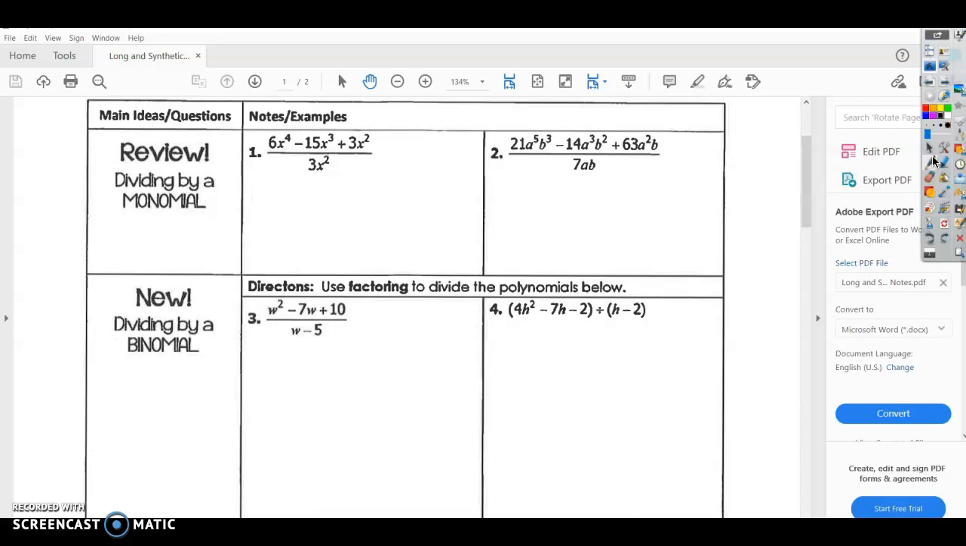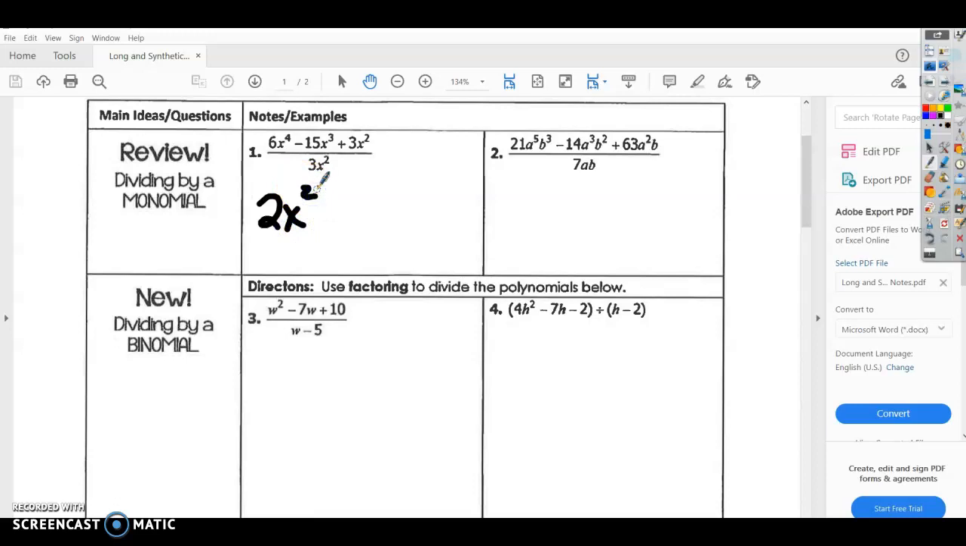So the first example, we're simply going to divide very much like properties of exponents. So we're going to divide each term by the 3x squared. So 6x to the fourth, 6 divided by 3 is 2. And then properties of exponents, you subtract when you're dividing. So 4 minus 2 is x squared.